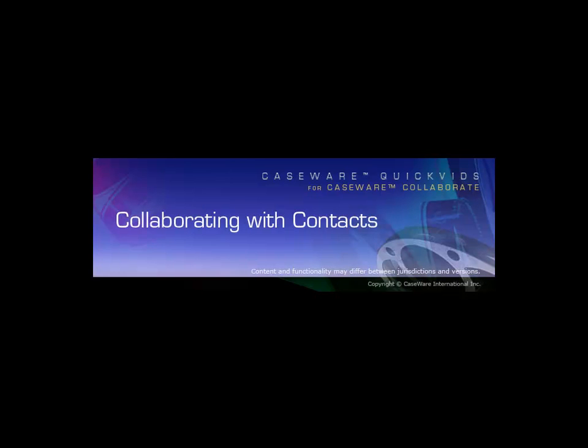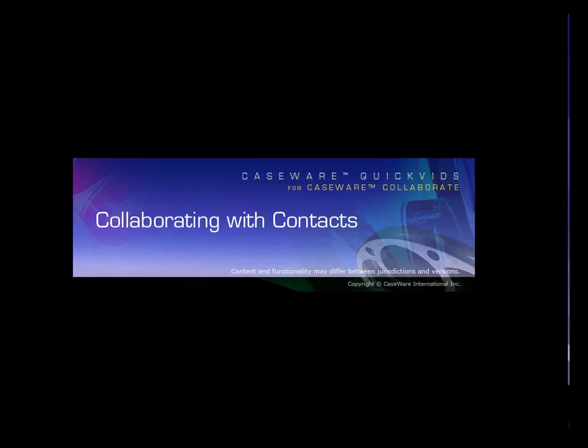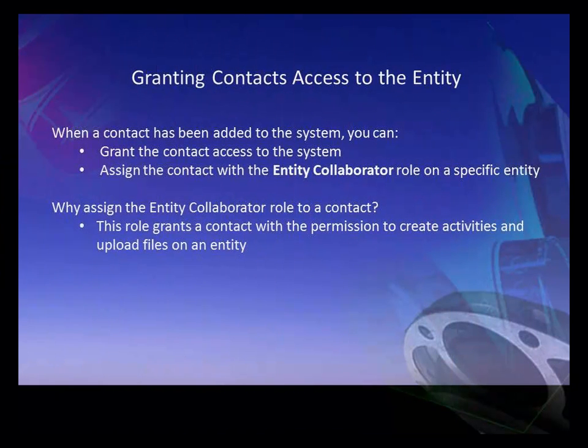This quick vid will demonstrate how to grant contacts access to an entity and how to grant contacts access to content within the entity. We will start with granting contacts access to the entity. Once a contact has been added, you can grant them access to the system by assigning them the Entity Collaborator role on a specific entity. Assigning the Entity Collaborator role grants a contact the permission to create activities and upload files on an entity.